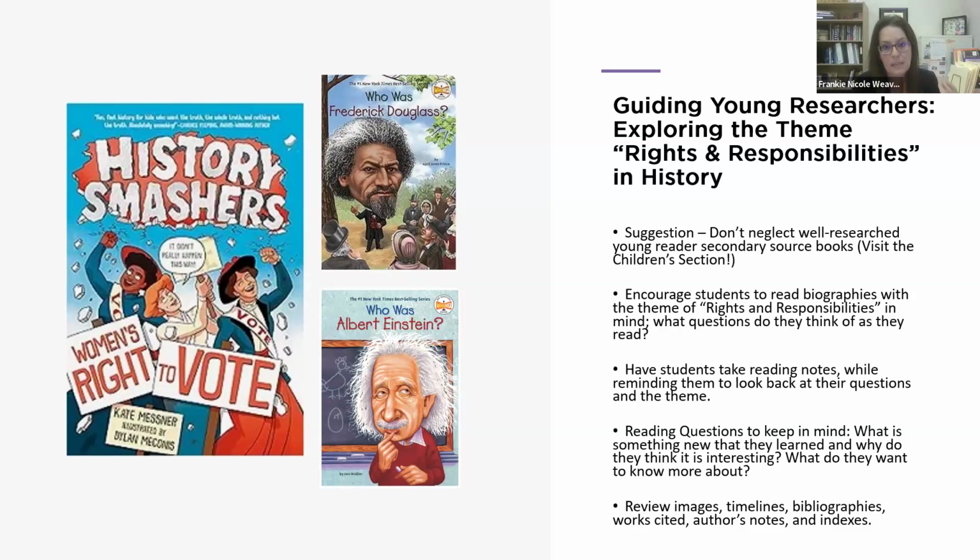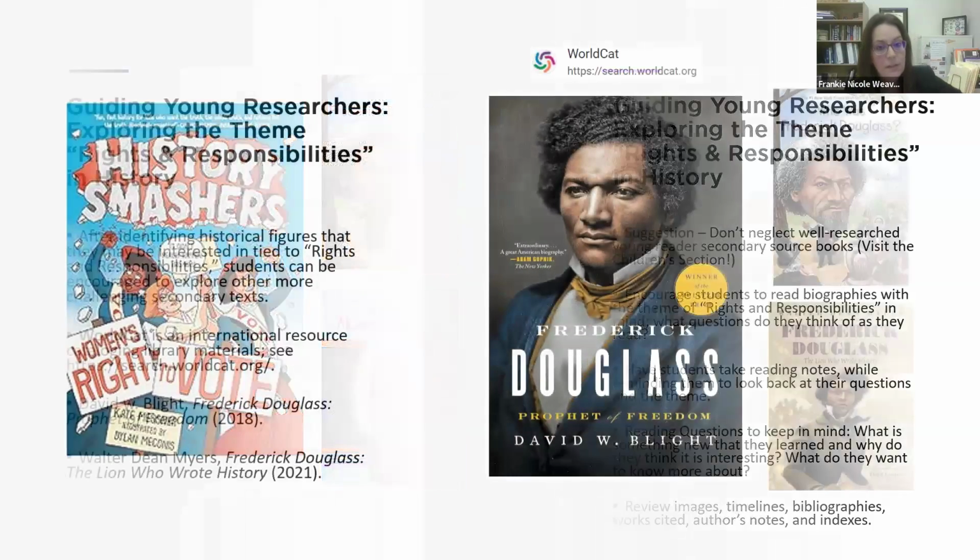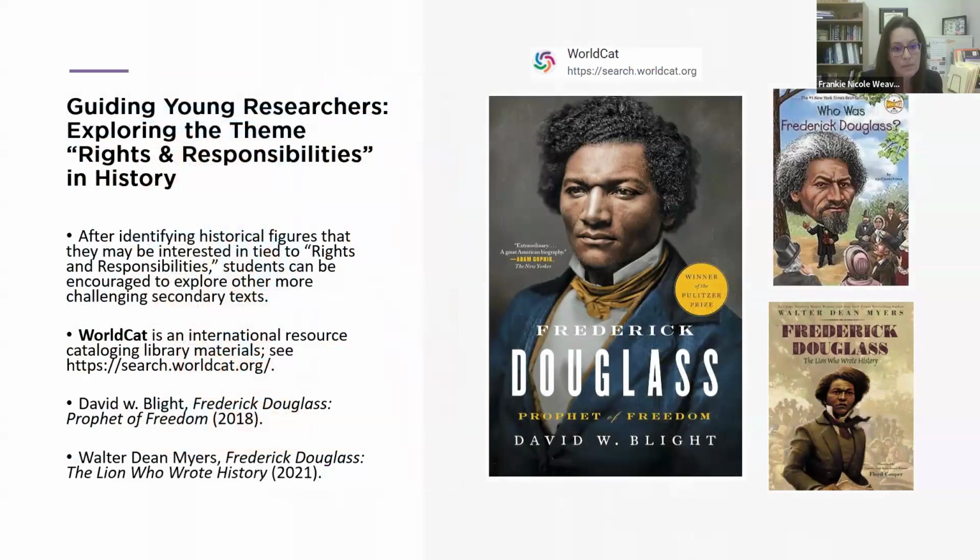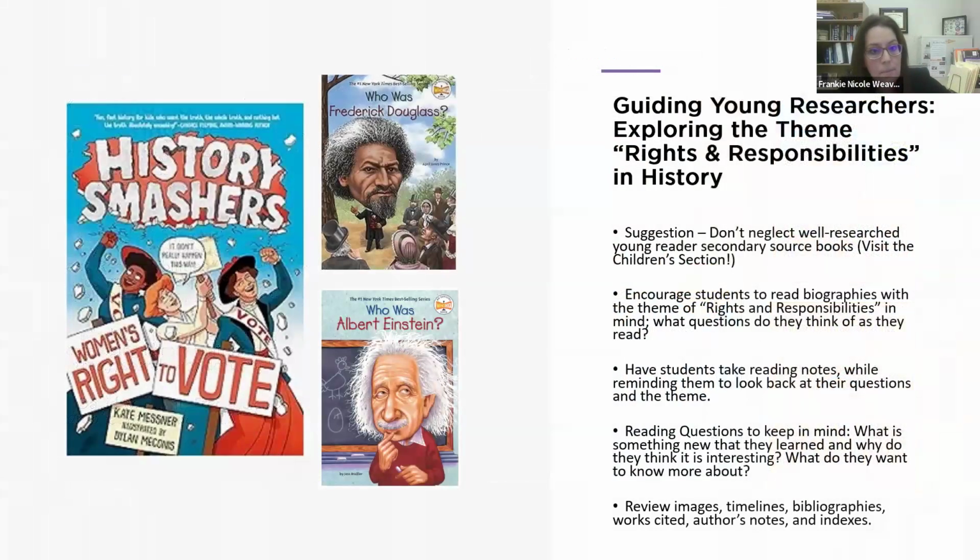And as they read these books, they can ask themselves, what did they find most interesting? What do they want to know more about? What piqued their interest? To look at the images. Also, these books have very nice timelines. All three of these books have timelines in them that are really well done. They have bibliographies, works cited, and they have author's notes and indexes. And all those things can help our young researchers in thinking of what direction they might want to go.